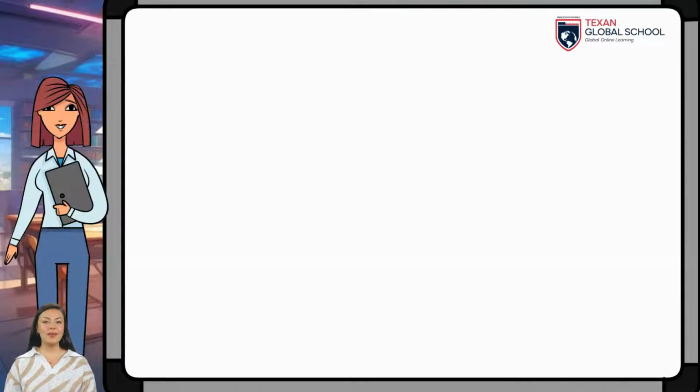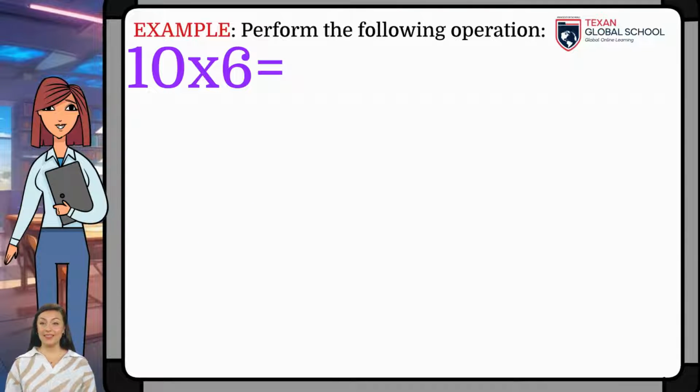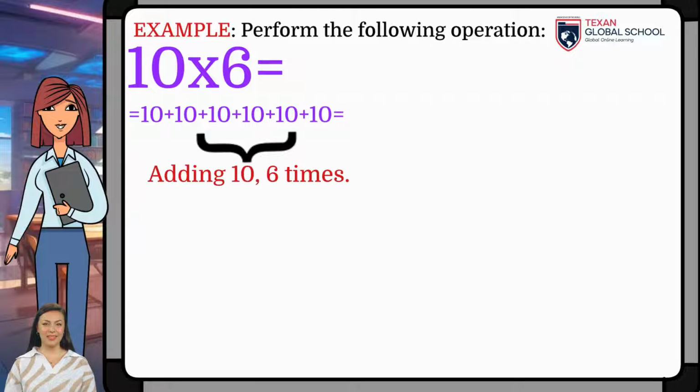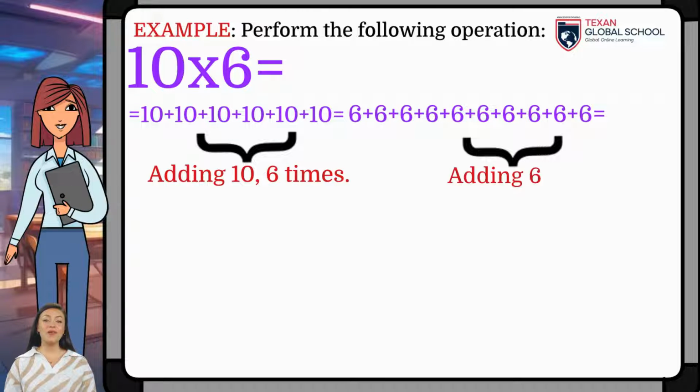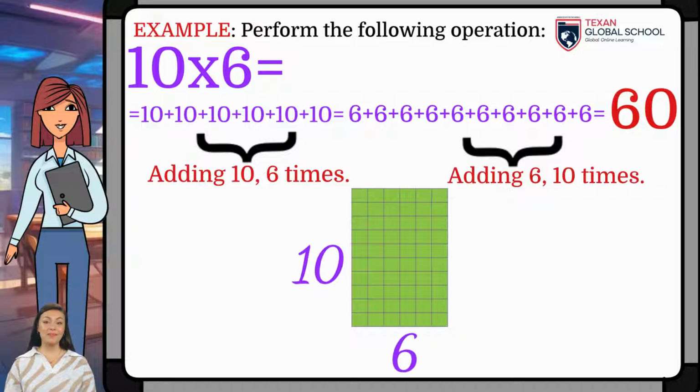Now, multiply 10 by 6. We add 10 six times, or we add 6 ten times. Therefore, 10 times 6 is 60. The model represents 10 rows by 6 columns. So we have 60 ones. Hence, we can conclude that 10 times 6 is 60.